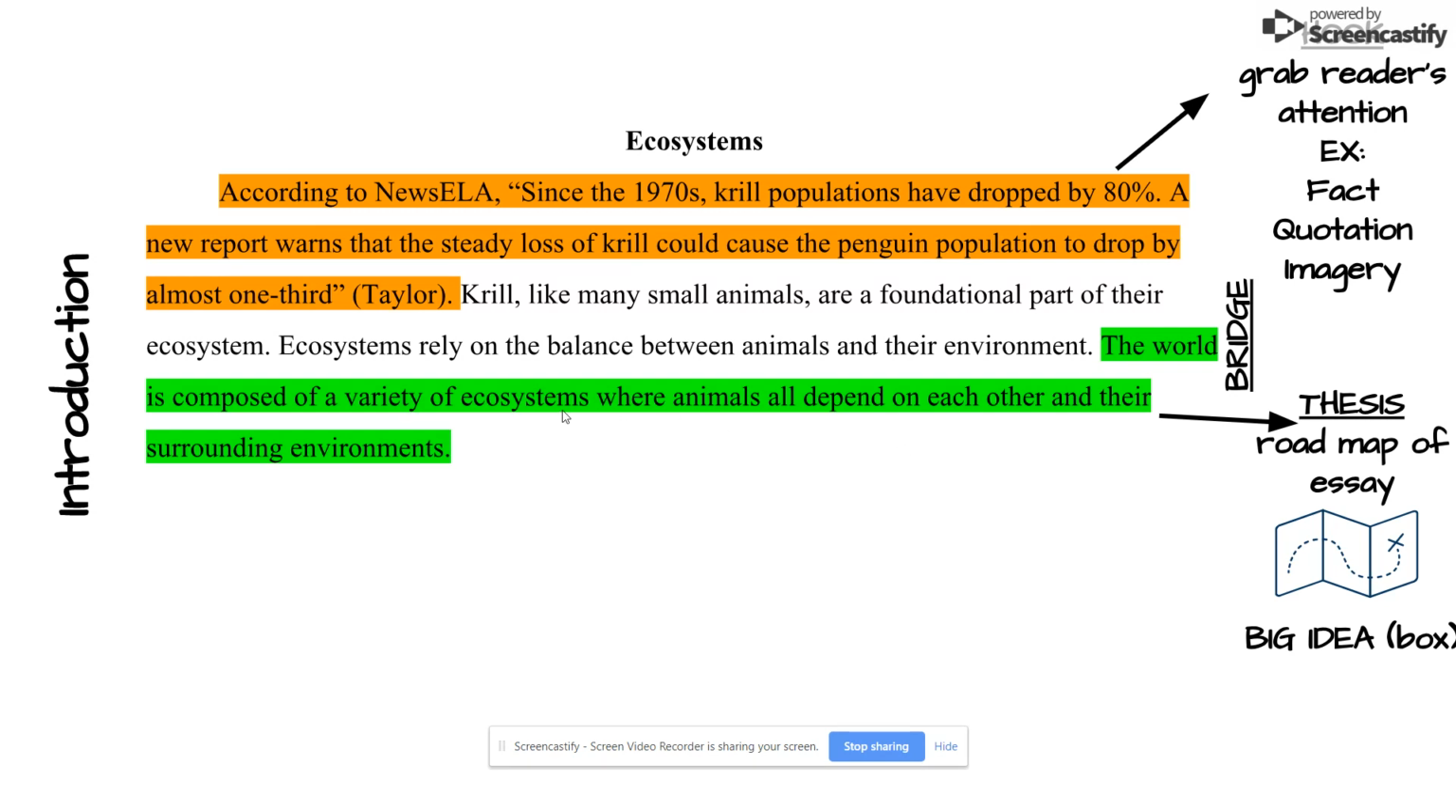You can tell from this last sentence, this thesis, that my entire paper is going to teach or inform the reader on not just ecosystems, but this really delicate balance between the animals and the surrounding environments. You'll notice that I highlighted my thesis statement a new color. You'll need to do that also. Mine is green. You can use another color as long as it's different from the hook.